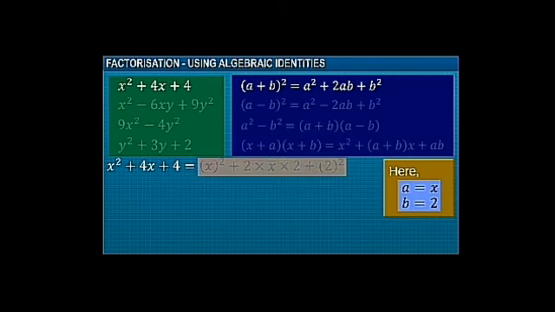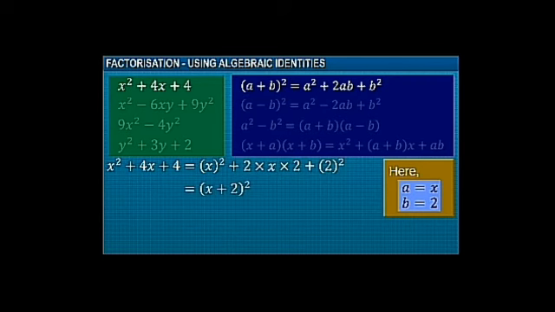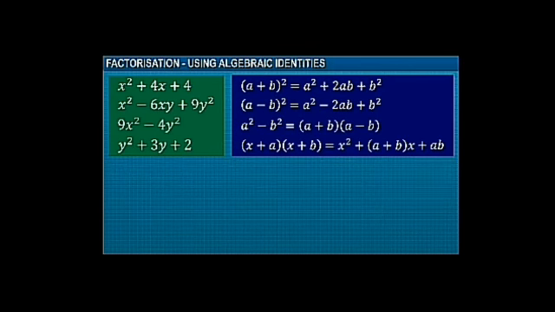So it is satisfied. It is in the form of a plus b whole square is equal to a square plus 2ab plus b square, where a is x and b is 2. So this can be written as a plus b whole square, which is x plus 2 whole square, which is x plus 2 into x plus 2. In this way, we factorize using a plus b whole square, where the question is given in the form a square plus 2ab plus b square, and you write the factors as a plus b into a plus b.